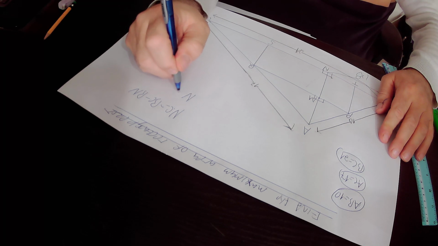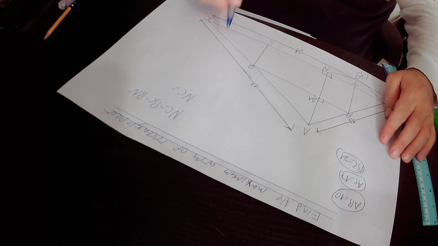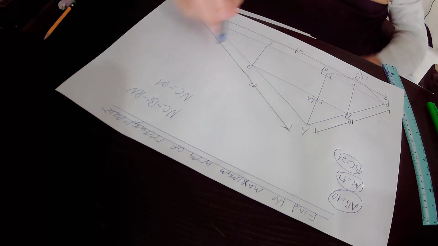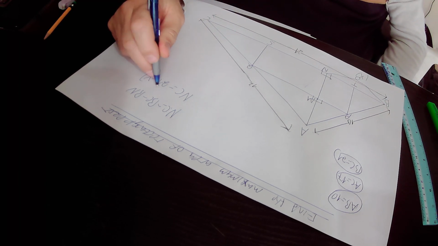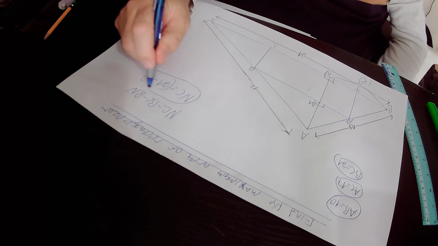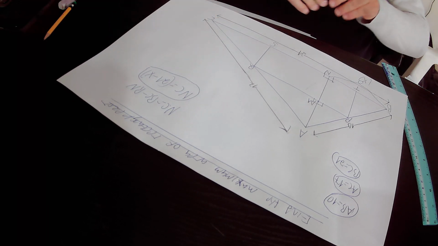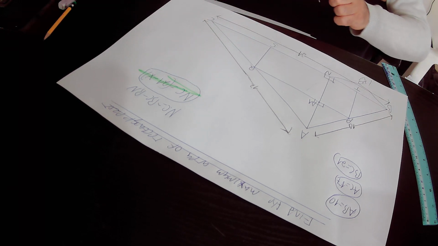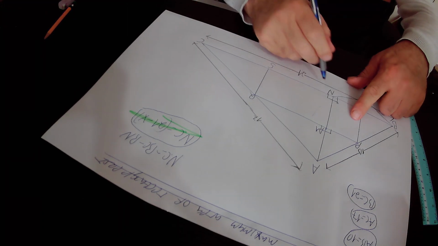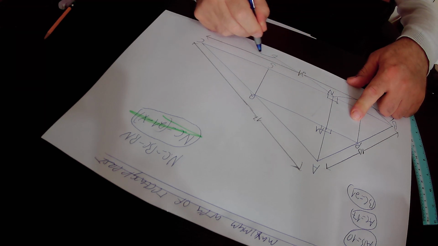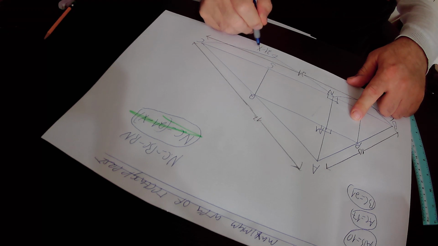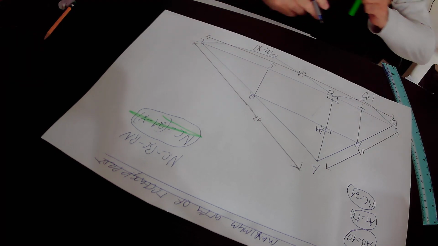So NC equals BC. BC is 21 according to the given data, minus BN. BN is x according to our definition. So in total we find that NC equals 21 minus x. The length of line segment NC equals 21 minus x units.